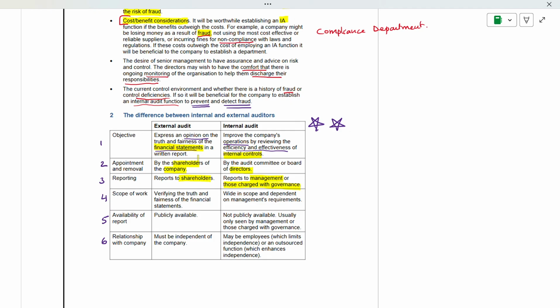So what is the work the external audit will do? The external audit will report on the truth and fairness of the financial statements. The external auditor is limited to that, whereas the internal auditor's scope is wide. They depend on whatever the management asks for, with respect to the effectiveness and efficiency of operations.